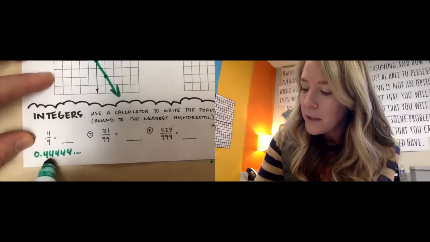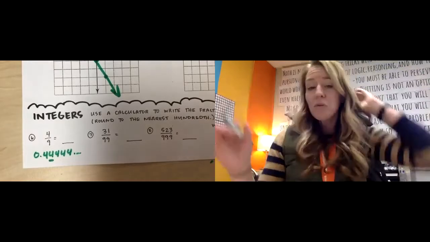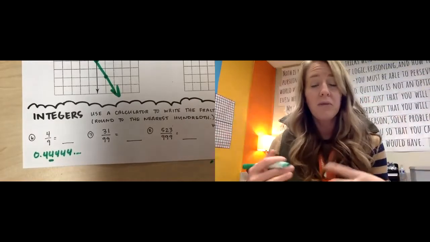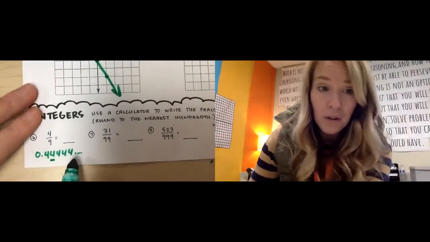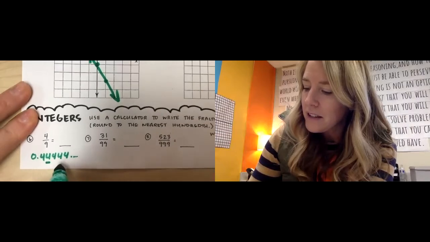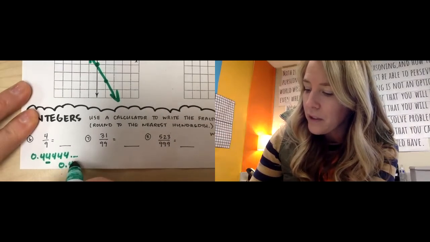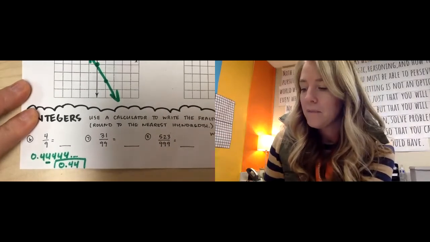So I'm going to underline my hundredths place, okay? And I'm going to look to the right, and if it's 5 or more, I'm going to up my score. If it's 4 or less, I'm going to let it rest. Well, it's 4 or less, so I'm just going to let that rest at 0.44. That's the nearest hundredth, okay?